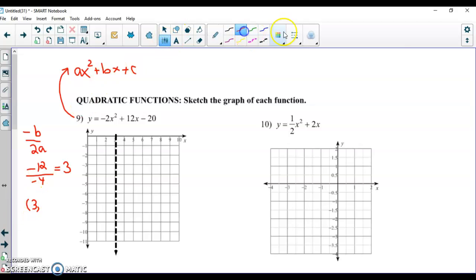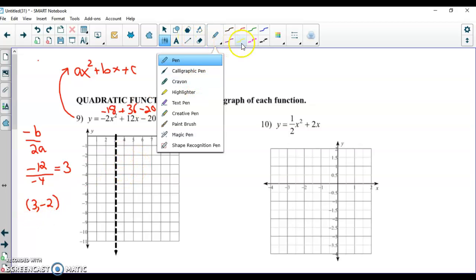Okay, so now we're going to find the y value of our vertex. Remember, the way we do that is we take the 3, plug it back into this equation, and get a y value. If I pop that into my calculator, 3 squared is 9. 9 times negative 2 is negative 18. You can pop the whole thing in your calculator if you want. 3 right here gives me a 36. And then minus 20. Negative 18 plus 36 is 18. 18 minus 20 is negative 2. So that means the y value of our vertex is negative 2.